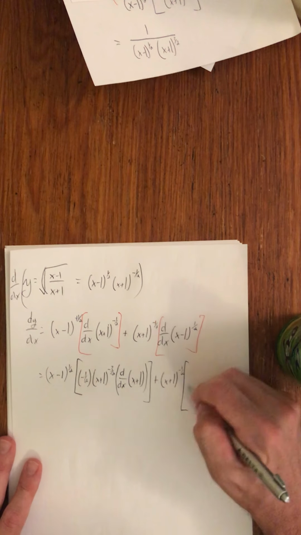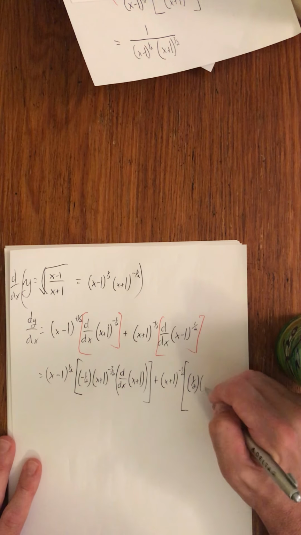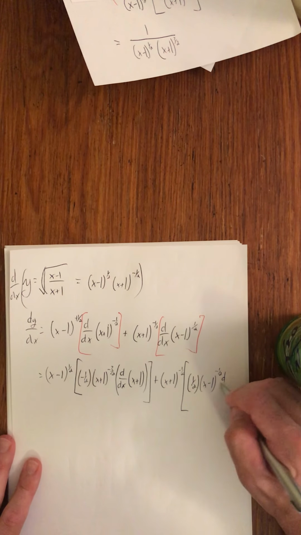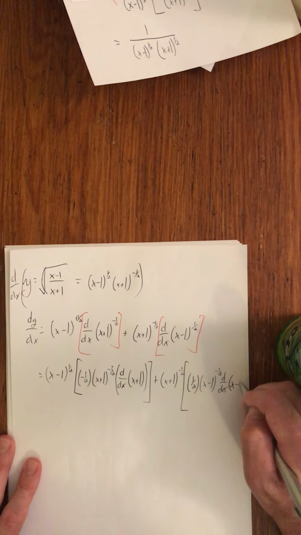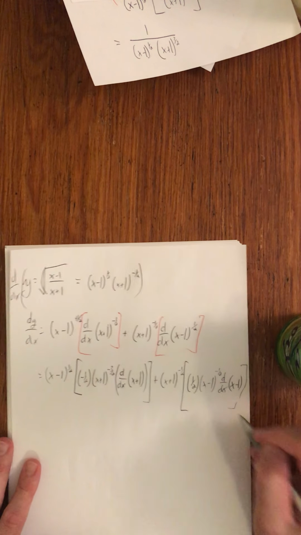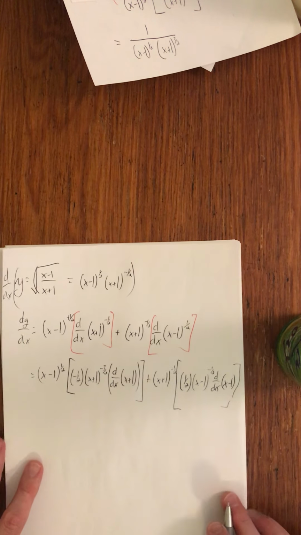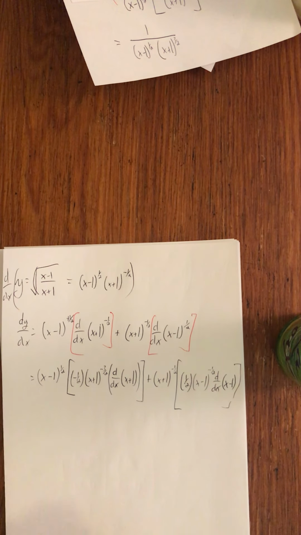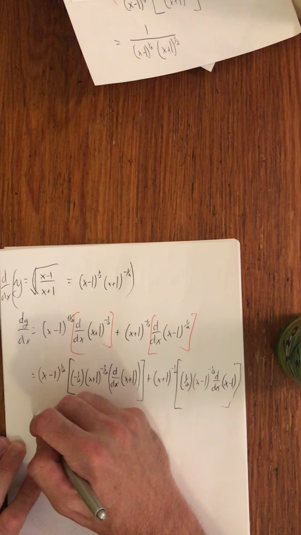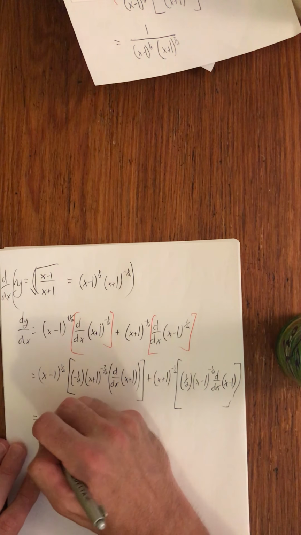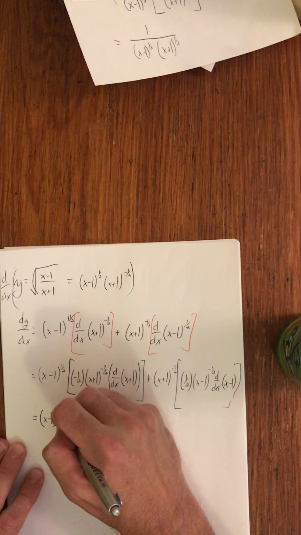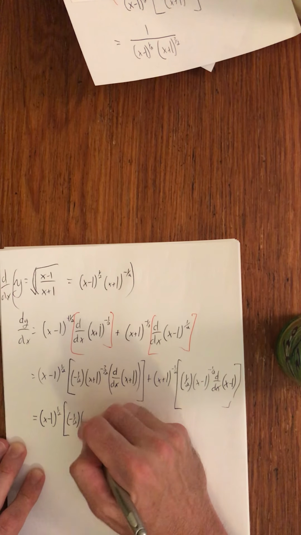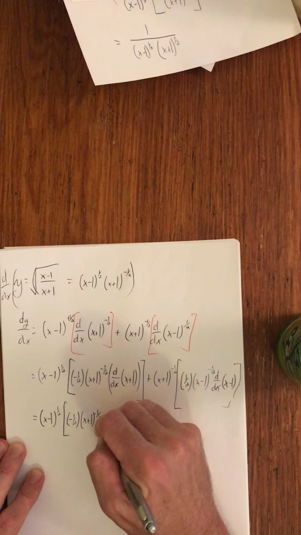And then once again, bracket, bring down the power, 1/2. (x minus 1) to the negative 1/2, right? And then d dx of (x minus 1). Close brackets, and then we're good. All right. Oh, cool. That also was in our final expression. So there's a lot of neat things happening here. So here we go. I've got (x minus 1) to the 1/2, open bracket, negative 1/2, (x plus 1) to the negative 3/2.